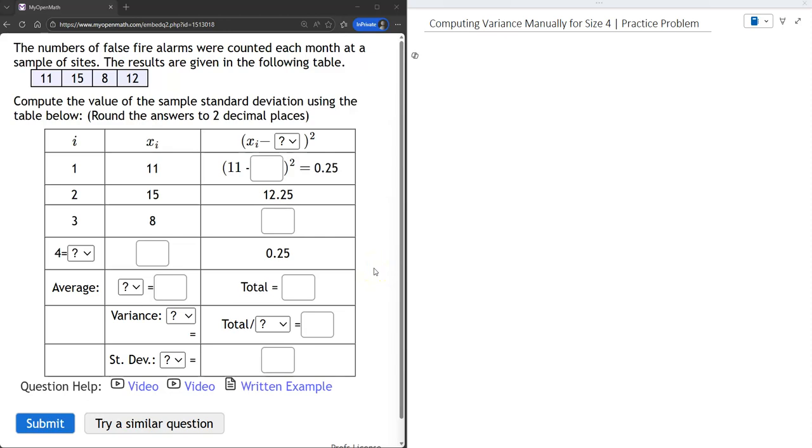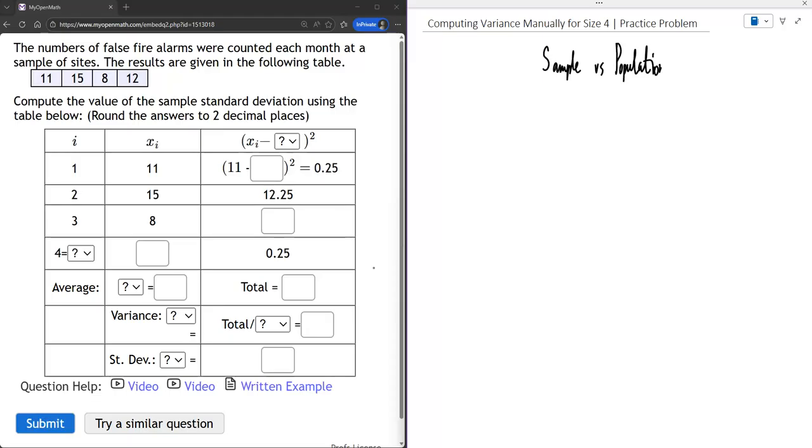In this video, I'm going to show you how to compute the variance manually for a small data set of size 4. First thing we're going to do is identify the proper notation, and this is where we need to learn how to distinguish between the data collected from the sample and data collected from the population.